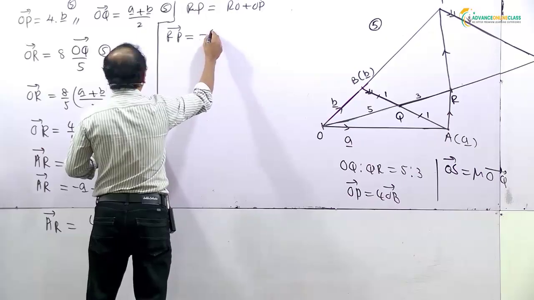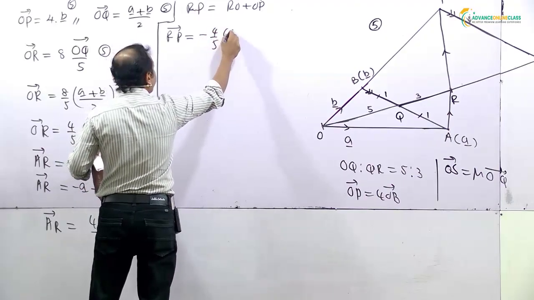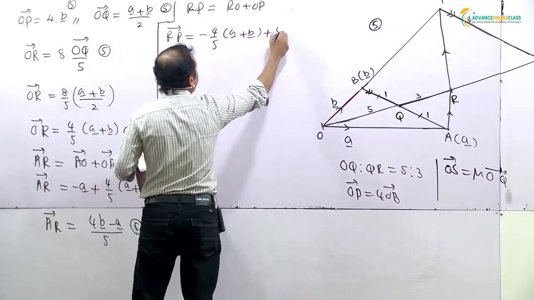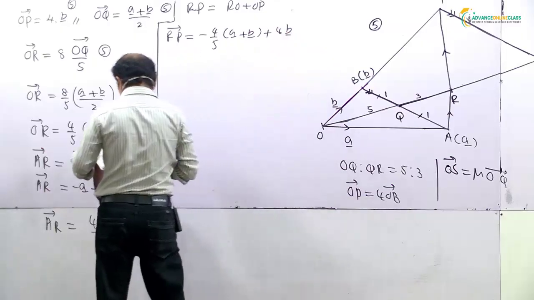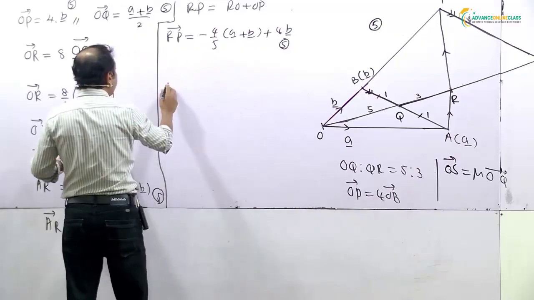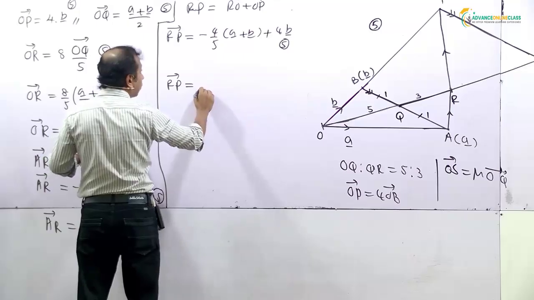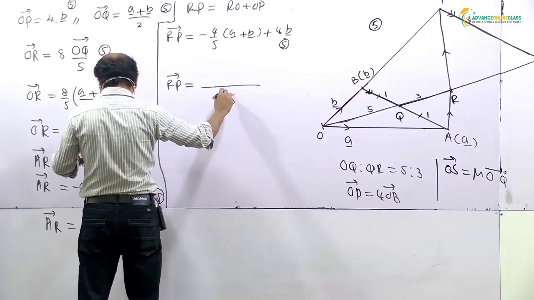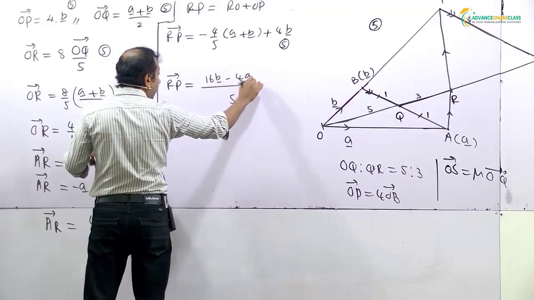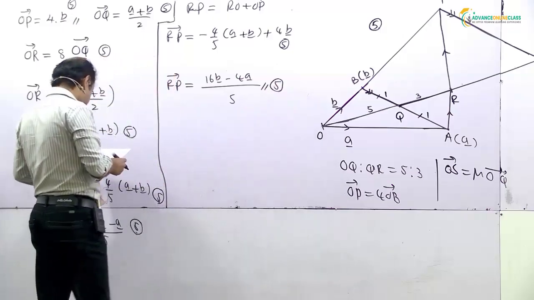Minus OR means minus 4 by 5, A plus B. OP vector is 4B. Here we get 5 marks. Then simplify this for RP. RP, we get, taking common denominator as 5. When you simplify this, we get 16B minus 4A. For this, another 5 marks for RP.